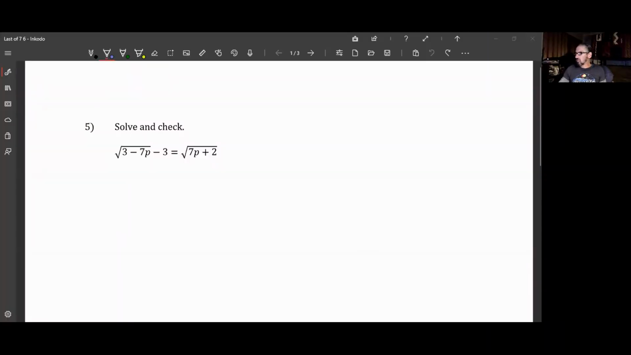So here, if I were to add 3 to both sides to isolate this square root, then this square root would not be isolated. So I'm going to go ahead and square both sides right away.